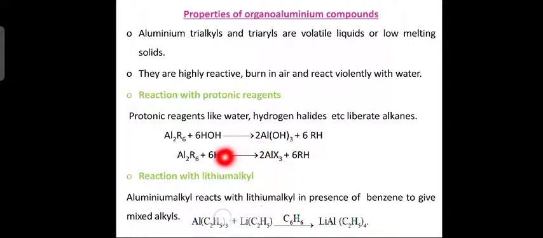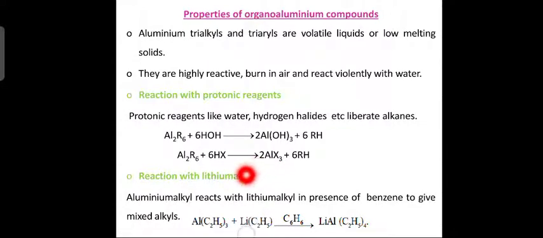Alright, if the organo aluminum compound combines with HX, that is a hydrogen halide, where X may be any halogen, giving what? AlX3. Here the bond will break, Al will combine with the X giving AlX3. This R will combine with the H giving what? RH. RH is once again alkane. Correct? RH is nothing but alkane. Then the next chemical property is reaction with lithium alkyl.